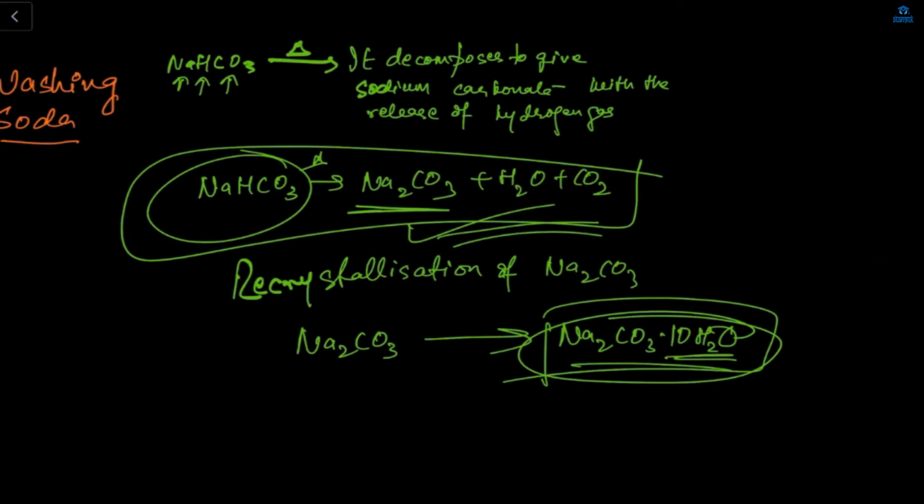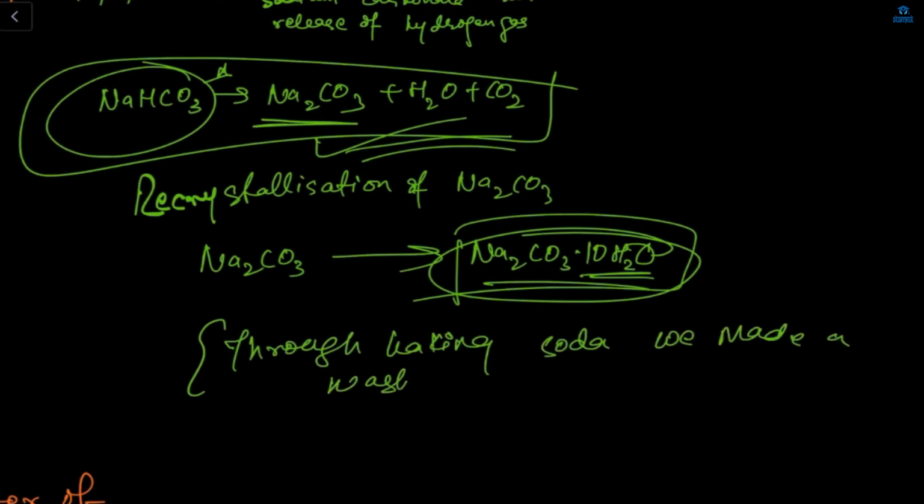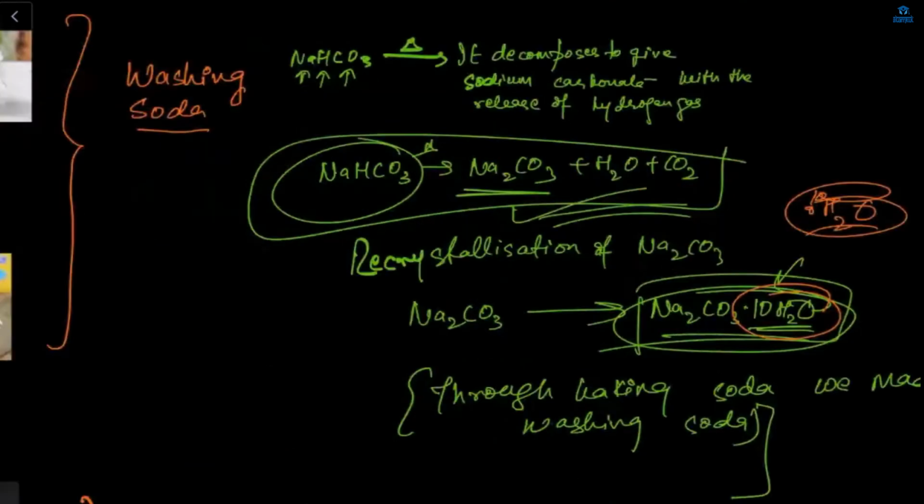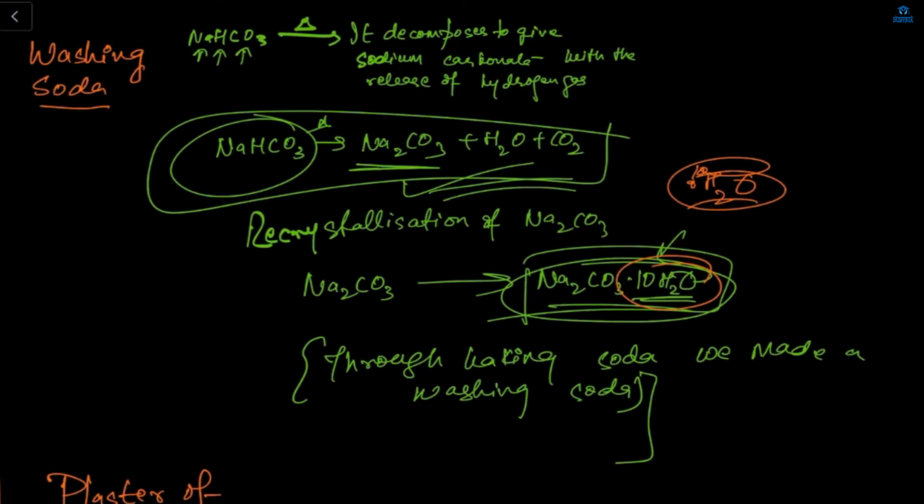Now, through baking soda, we made washing soda, right? And on recrystallization, we produce the 10H2O also. I'll tell you guys later why we write 10H2O like this. Okay, so now this part is cleared. Safia and Rudra, this was the easiest one. On heating baking soda, we get washing soda. Baking, heat, washing.